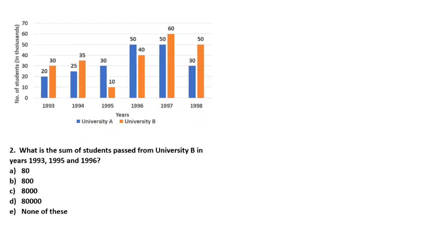So the next question is, what is the sum of students passed from University B in the year 93, 95 and 96? 93 students passed from University B. So this time we have to see University B. University B, here it is 30 and 95, 10 and 96 we have 40. So we have 30 plus 10, 40, 40 plus 40, 80 students.